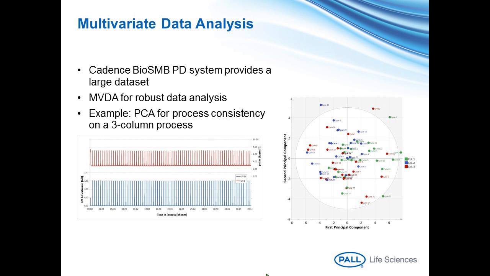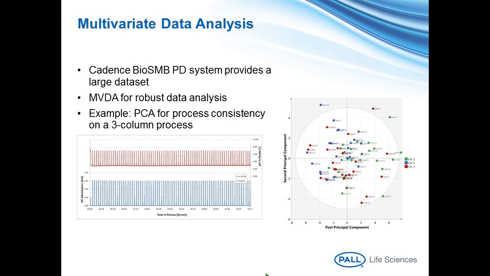As you are running a multi-column chromatography system, you will collect a lot of data, not only because the BioSMB has more than one UV sensor, it actually has 4 UV spectrophotometers, 4 conductivity probes and 2 pH probes, so there's a lot of information being collected. But you normally also run it for a longer period of time. Rather than with batch chromatography, where you might have 1 or 2 elution cycles in a batch, in multi-column chromatography processes you will typically find 20 to 50 elution cycles in a batch.